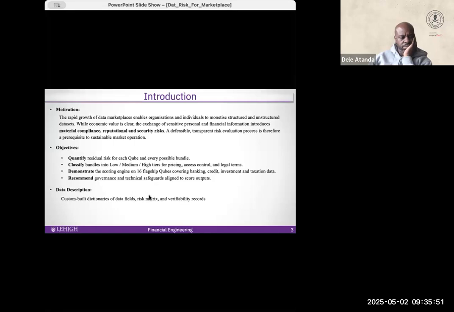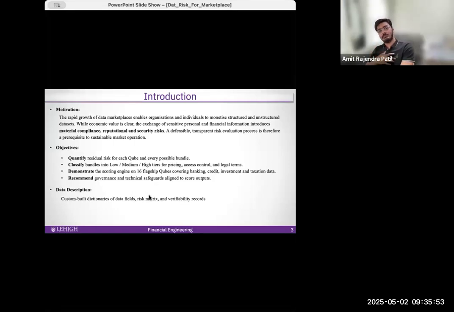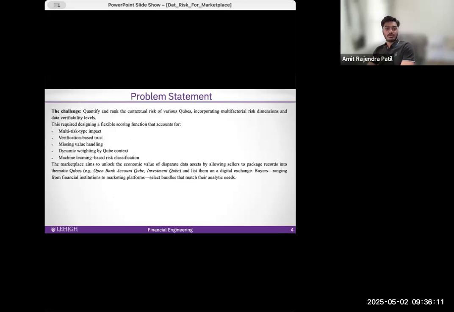The data for this was custom built by me and the team, in the starting, with the help of Delhi. There's no data taken from any other place. It's all self-built.